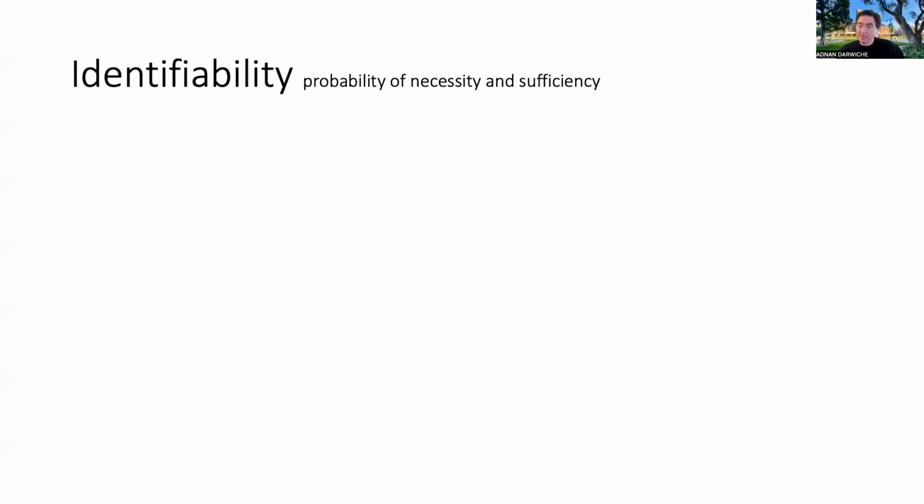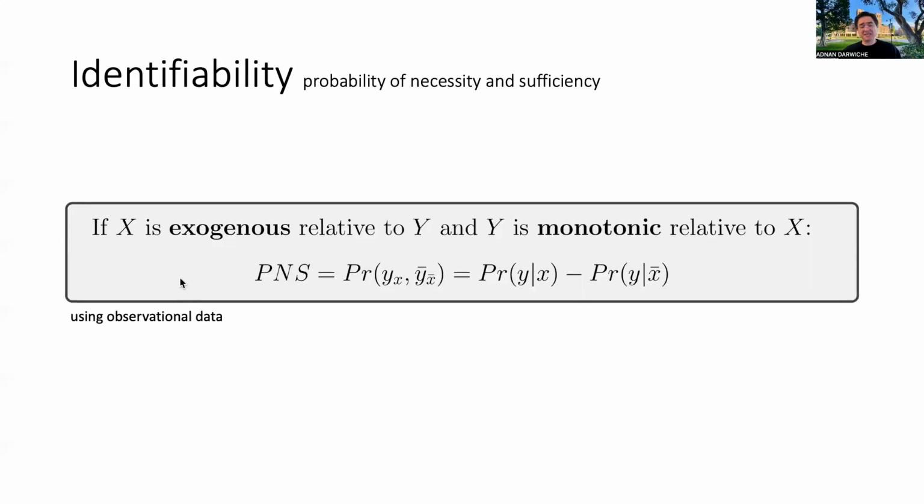All right, they're easy, as you'll see now. We'll just state them. I'll just give you either identities or bounds. We'll start with this one. This says, if X is exogenous relative to Y and Y is monotonic relative to X, then the probability of necessity and sufficiency is just that. In fact, two conditional probabilities: Y given X, Y given not X.